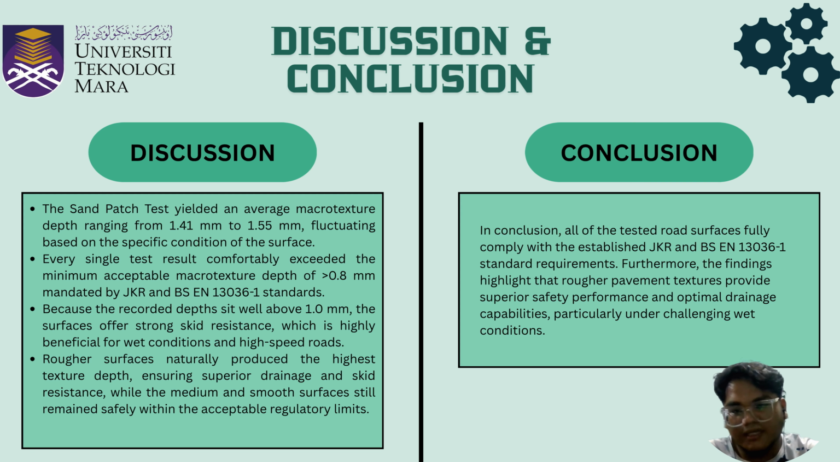Discussion: the sand patch test yields average macrotexture depth ranging from 1.41 mm to 1.55 mm, fluctuating based on the specific condition of the surface. The rougher the surface, the higher the texture depth naturally produced, ensuring superior drainage and skid resistance, while the medium and smooth surfaces still remain safely within the acceptable regulatory limit. In conclusion, all the tested road surfaces fully comply with established JKR and industry standard requirements. Furthermore, the findings highlight that the rougher pavement provides superior safety performance and optimal capability, particularly under challenging road conditions.